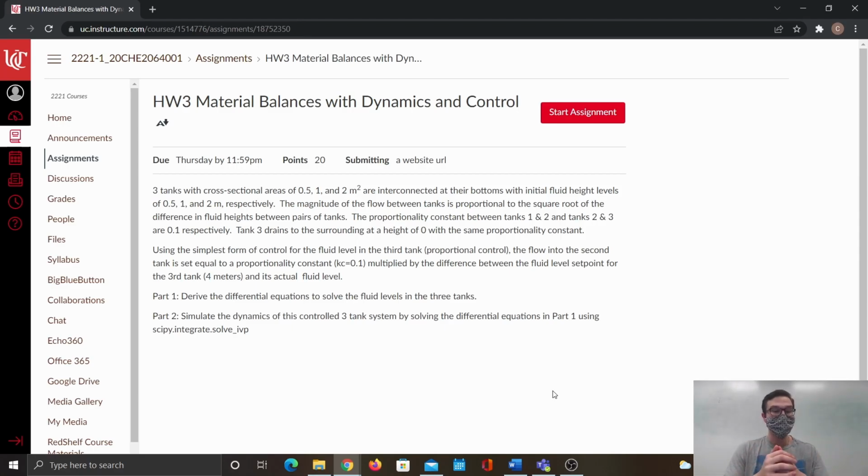So, for part 1, it asks us to derive the differential equations to solve for the fluid levels in the 3 tanks. We're only concerned with the first paragraph here. That's what outlines the situation, and it also gives us our equations. So, with that, let's begin drawing out the situation and then writing out some equations.